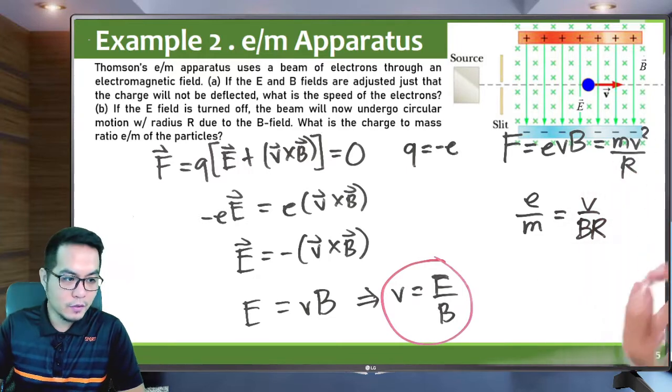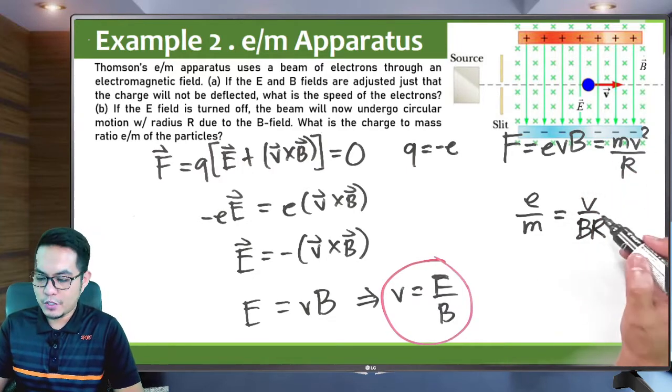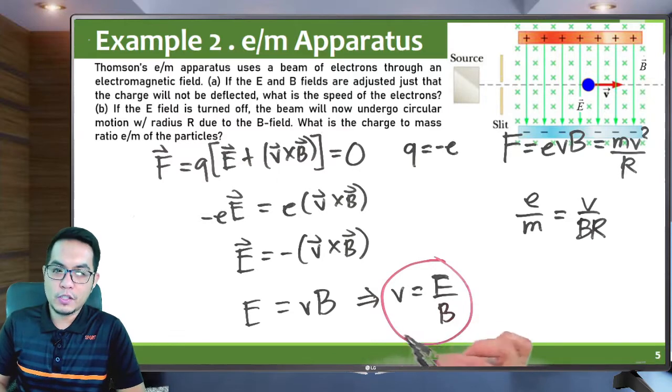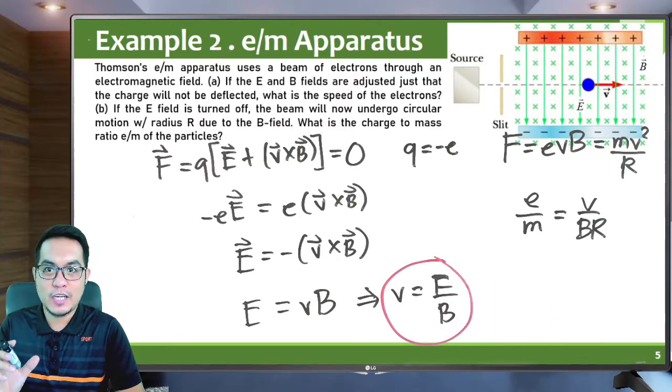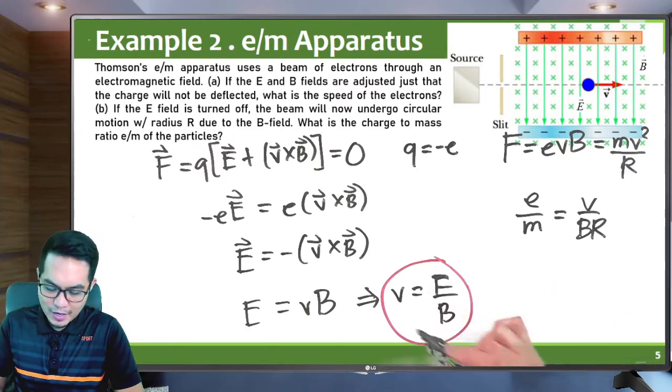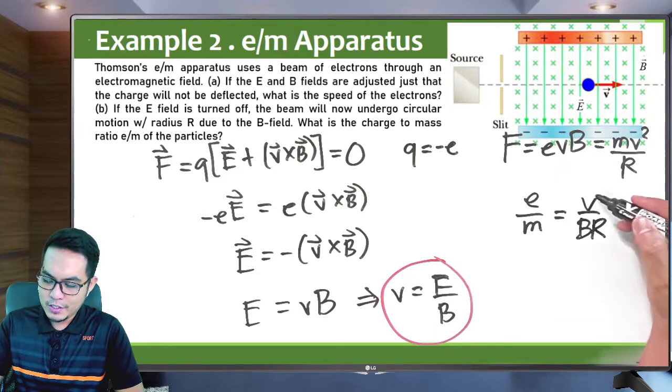So this is the cyclotron frequency, charge to mass ratio in terms of the velocity. But since we already know the magnitude of the velocity of the electron, take note, the magnitude doesn't change, only the direction, because the magnetic force does no work. So the magnitude is E over B. So this is E over B.